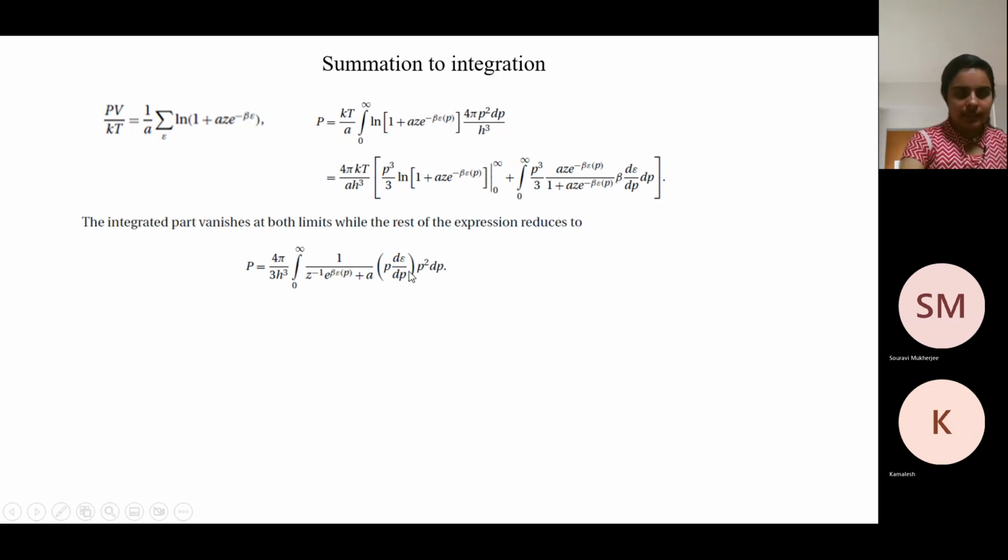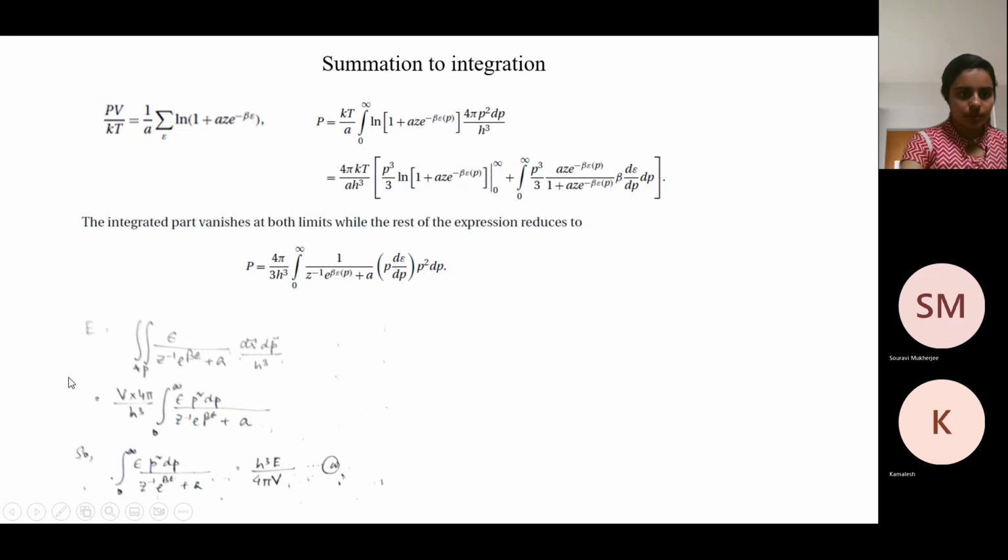Now, depending on what kind of function your energy is of momentum, your expression for pressure will change. So how is your expression of energy depending on the momentum? Depending on that, the expression for pressure will change. Now suppose you look at the expression for the average energy, how will you write that in terms of integration? You would write it something like this.